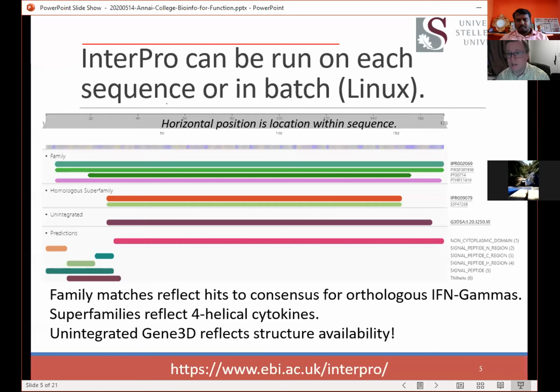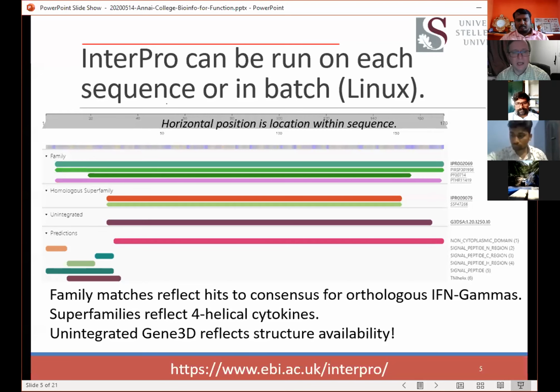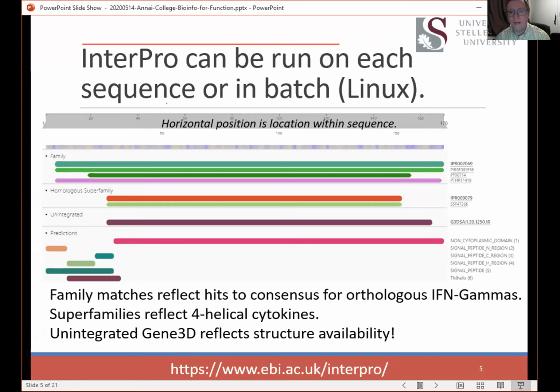a new protein or transcript sequence. In this case, the entire sequence is being shown from left to right, and you can see on that top ruler that we have 170 amino acids total in this sequence. So when we look at something like that little orange blob that appears all the way to the left under predictions, we see that that is a signal peptide.